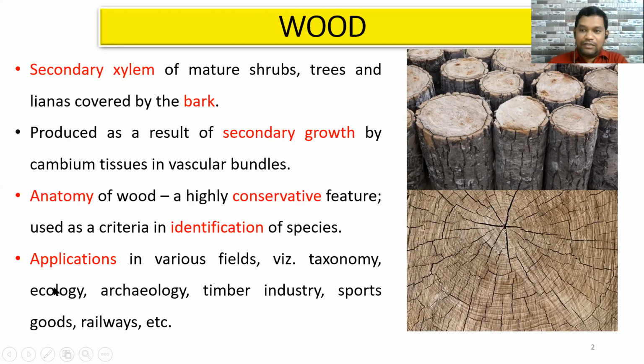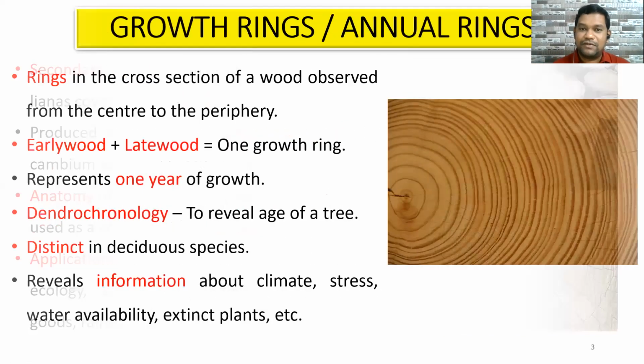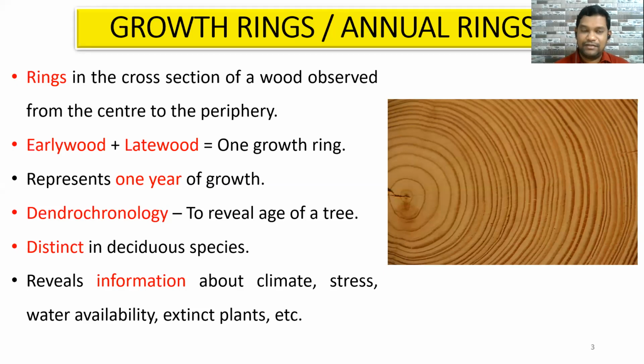And when we talk about wood, the first thing that comes to our mind are the growth rings or the annual rings. These rings are quite easily visible when a cross section of the log is taken, and you can observe these rings in the form of concentric circles right from the center to the periphery of the wood. When you say annual ring, it indicates that one ring represents one full year of growth. Each growth ring corresponds to one early wood and one late wood.